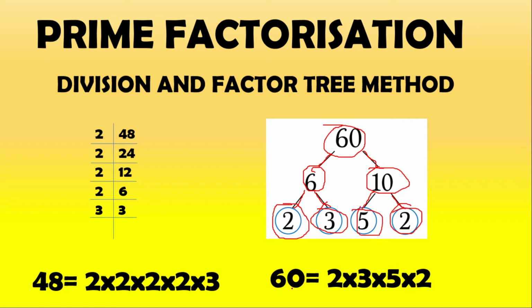When we calculate them, if we get the answer which we were prime factorizing, then our problem is successful. So let us check. 2 into 3, 6, and 6 into 5, which is 30, 30 into 2, 60. So our prime factorization by factor tree method was successful.